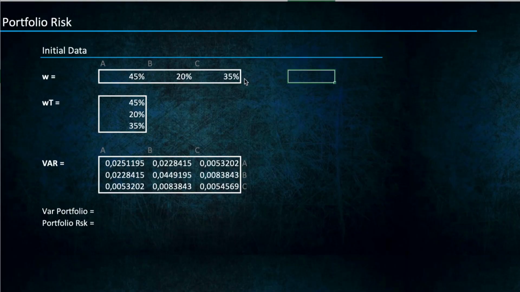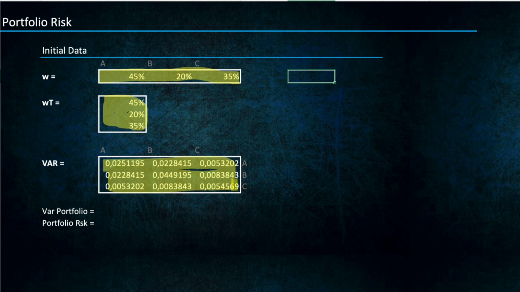So now it's time to use this formula in Excel. To apply it, first we are going to organize the information in the following format. First, we have our vector W with the weights of the portfolio. Here, we will assume that our portfolio is invested 45% in asset A, 20% in asset B, and the rest, 35%, in asset C. Second, we put the same weights but in a column format, and that would be WT. Finally, we'll put our matrix of variance.